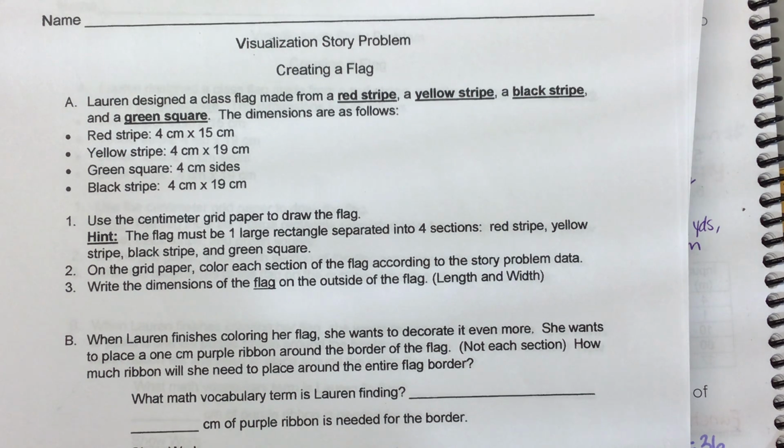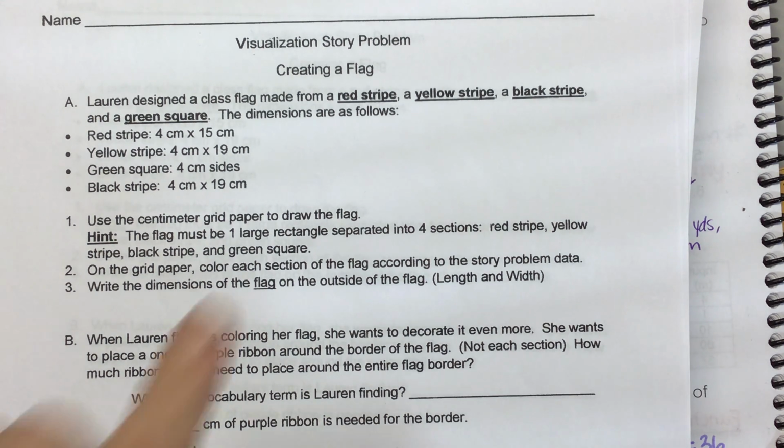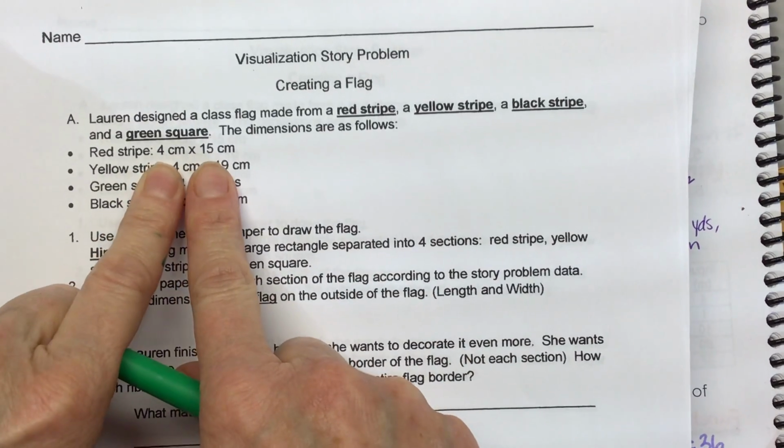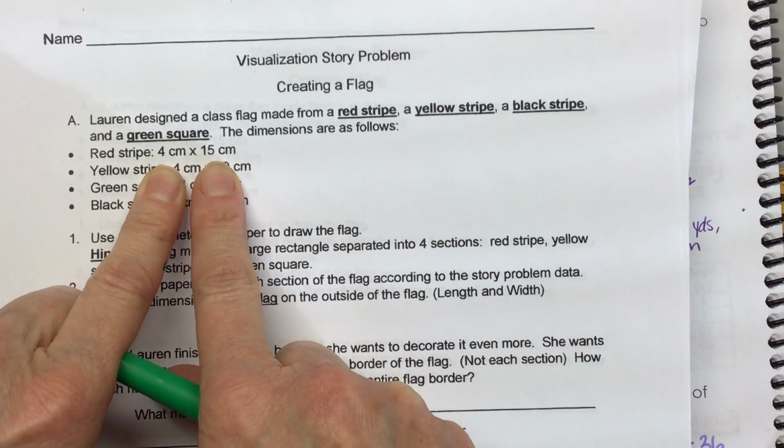Trevor. The dimensions are the length and the width. So when it says the dimensions are below, that means the length and width are 4 and 15.